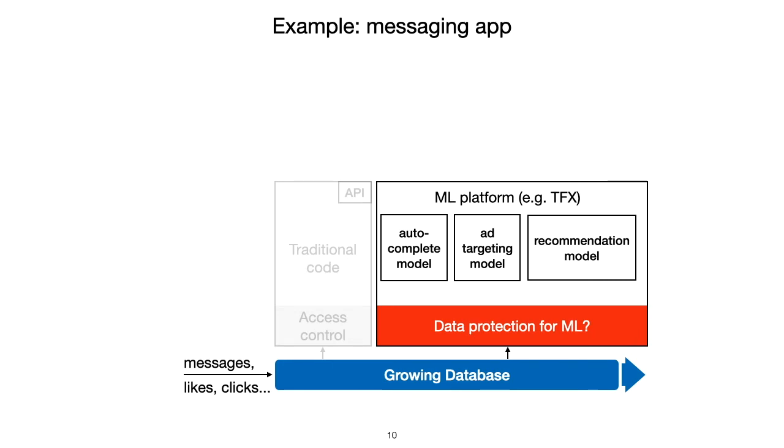So a question I try to answer in my work is, how can we build into machine learning platforms the same level of control over data that we have in traditional code? Fortunately, we at least know a good starting point. We can use differential privacy on the machine learning algorithms to bound the leakage of training set data through those models.